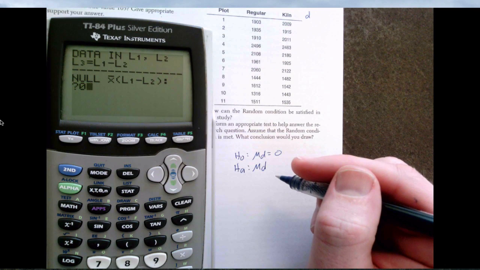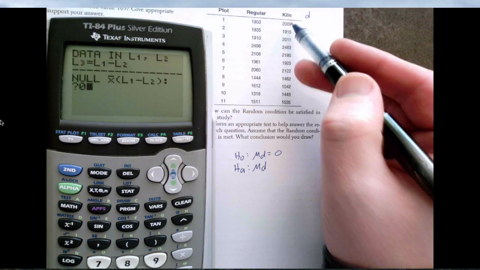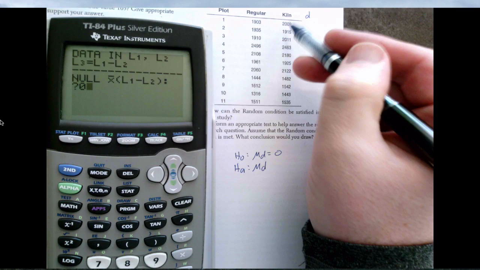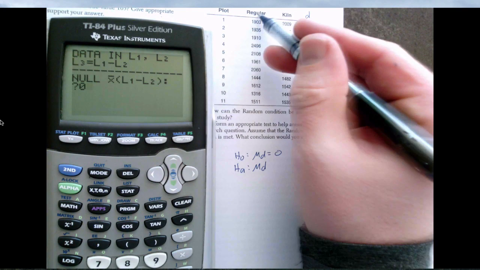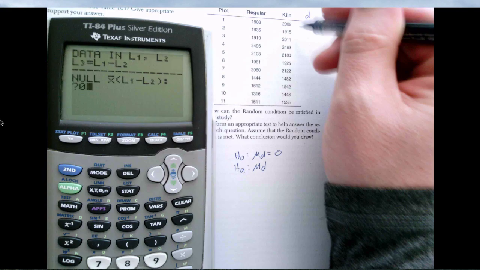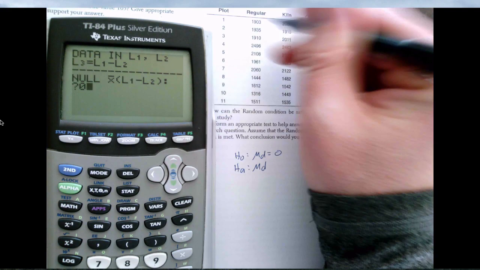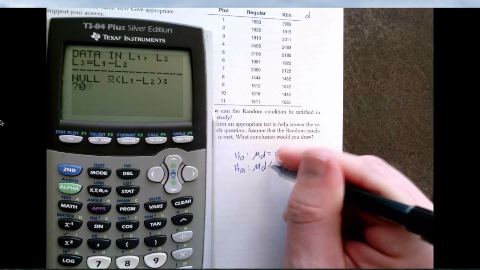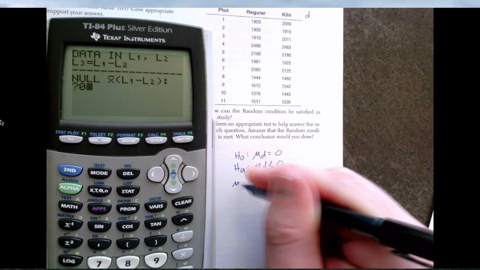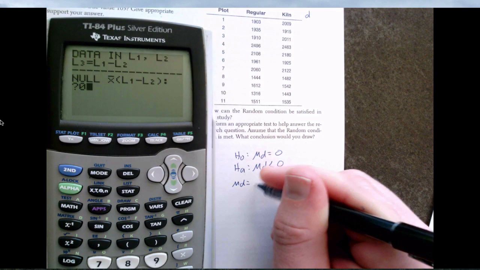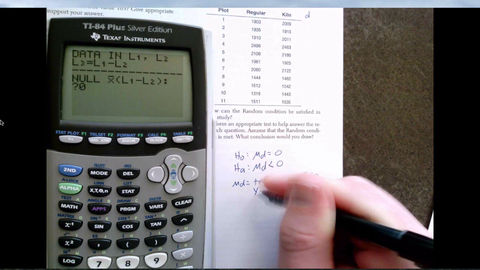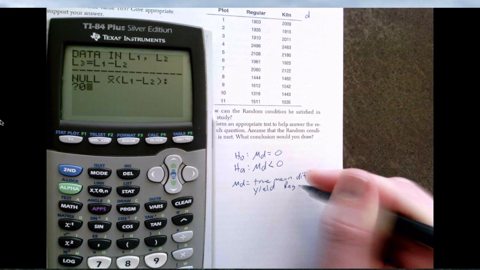So what we're looking for here is whether the assumption is that the kiln data is better, has more yield than the regular data. So if this has more yield, it is larger. And if we're subtracting regular minus kiln, then we'll end up with a negative value. So negatives for the difference means that the kiln was better, because when we subtract, we would subtract a larger number. So less than 0 would be our test, where mean D is the true mean difference in yield, and it's regular minus kiln.